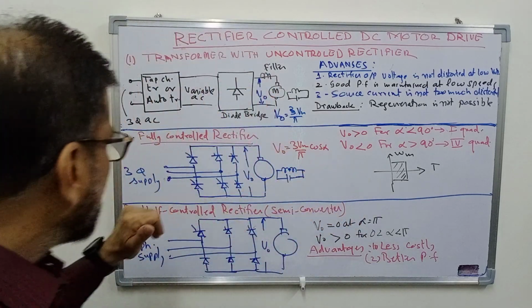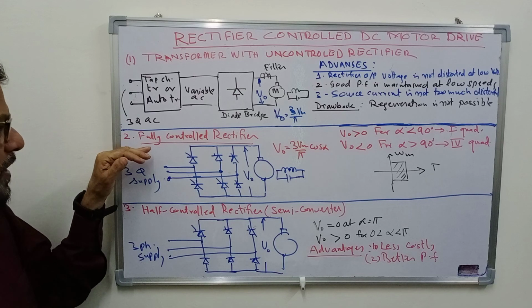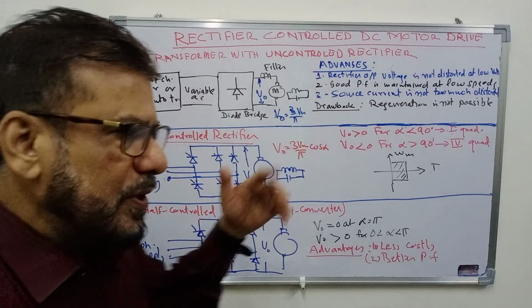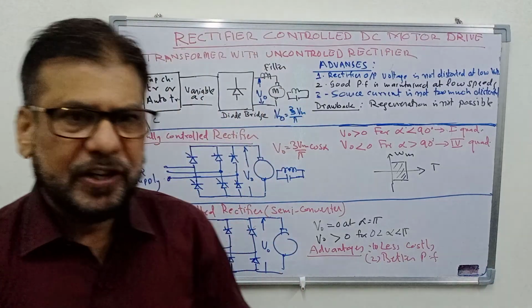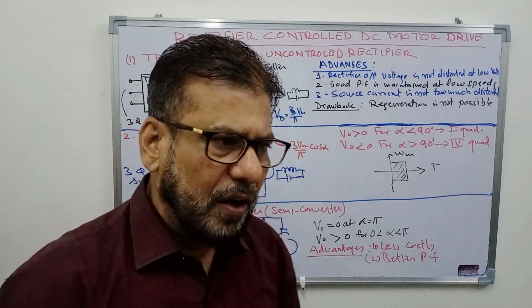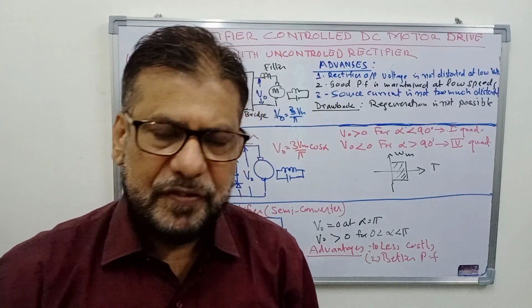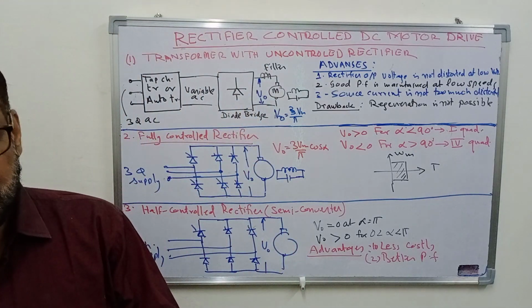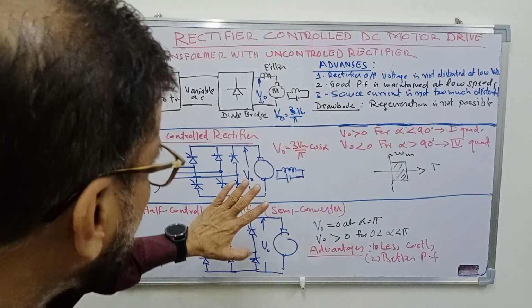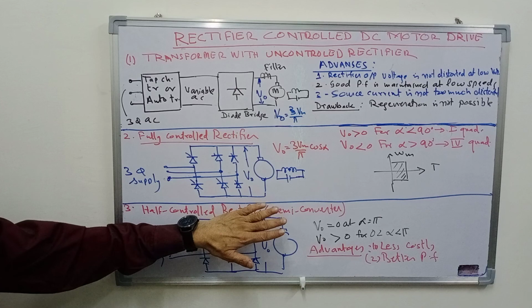The second scheme is using a fully controlled rectifier. A fully controlled rectifier may be a single phase half wave rectifier, a single phase full wave rectifier, a three phase half wave rectifier or a three phase full wave rectifier. So there are various options. I have shown here a three phase full wave rectifier.